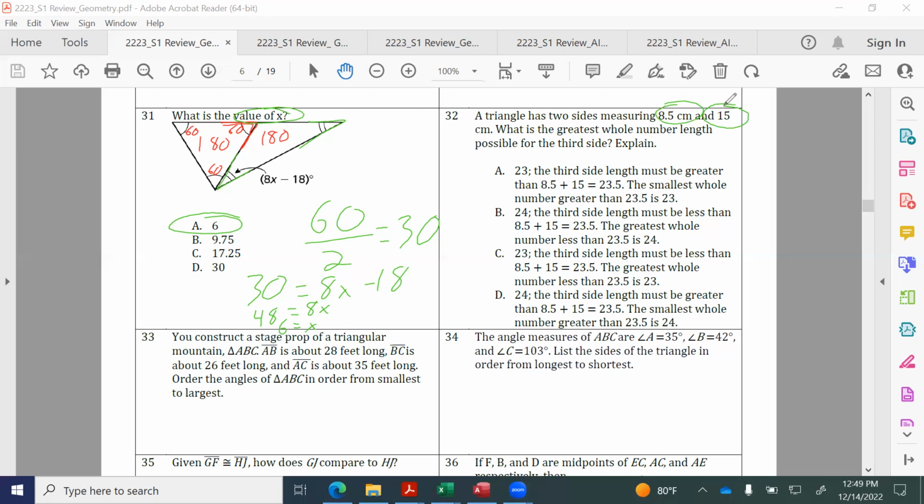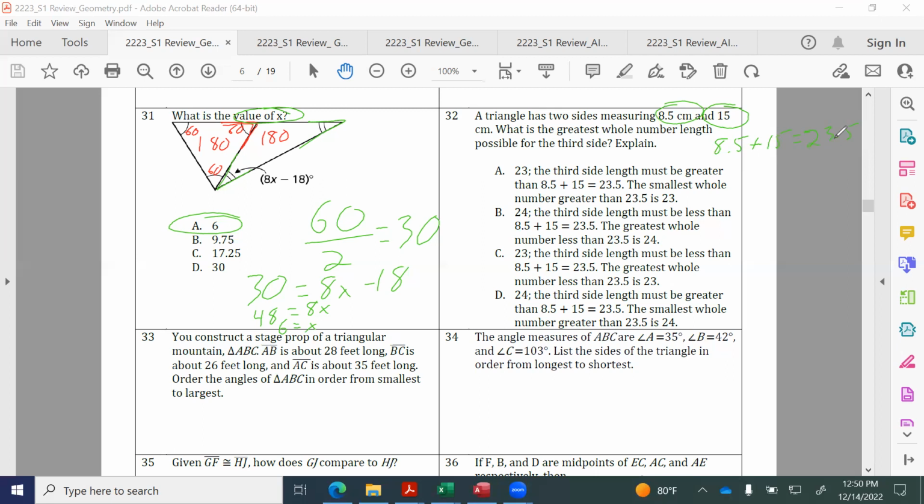If we know 2 sides of the triangle, to figure out the range of possibilities for the third side, we had to find the sum and the difference, right? They want the greatest whole number. So if we add those together, we get 23.5. Now, that's the top end of our range.